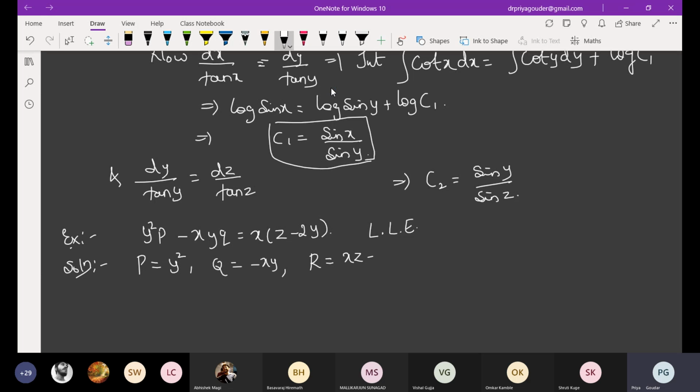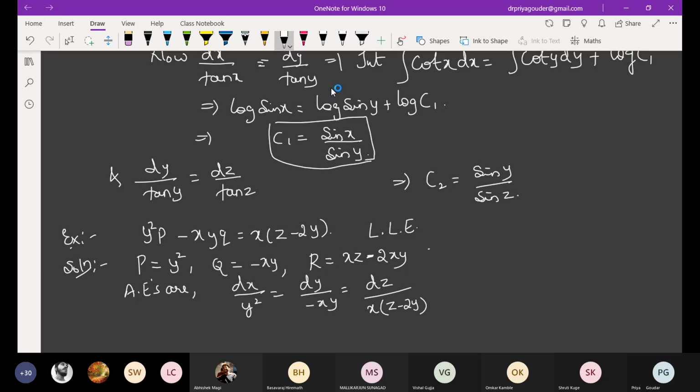R is better to take x inside and write it: xz minus 2xy, correct? Done. Now, what is to be written after this? Auxiliary equation: dx upon y square, dy upon minus xy, and dz upon x common. You can take x common and write so that you will get some idea. No worries, you can take it inside, no problem.